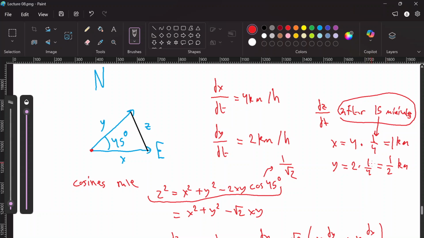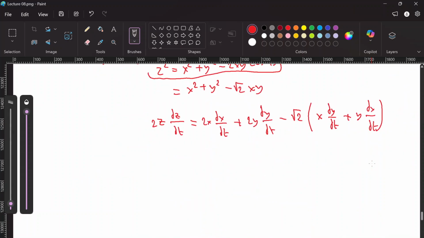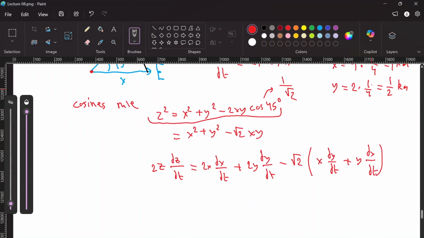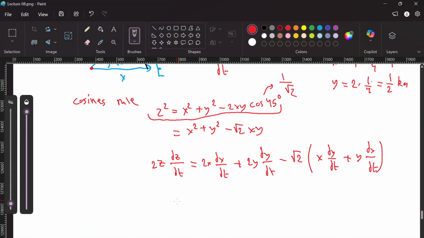Now, what's the next step here? We will substitute everything in this formula, right? But just 1 second. x equals 1. So let's write them. We have x equals 1, y equals half. How to find z? Substitute in the formula of z squared, which is this one. Let's find the z.